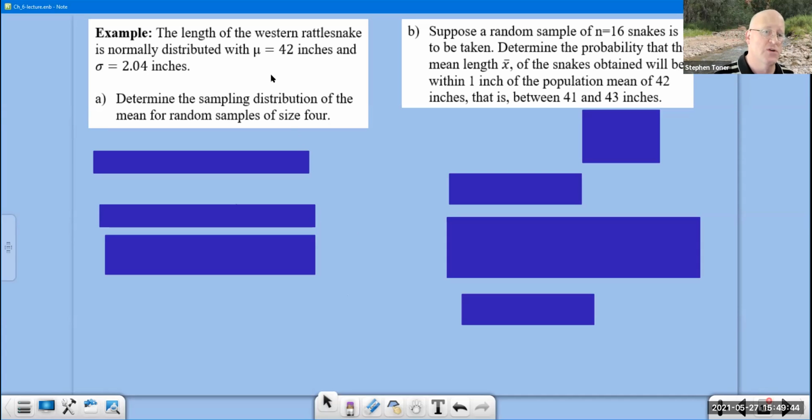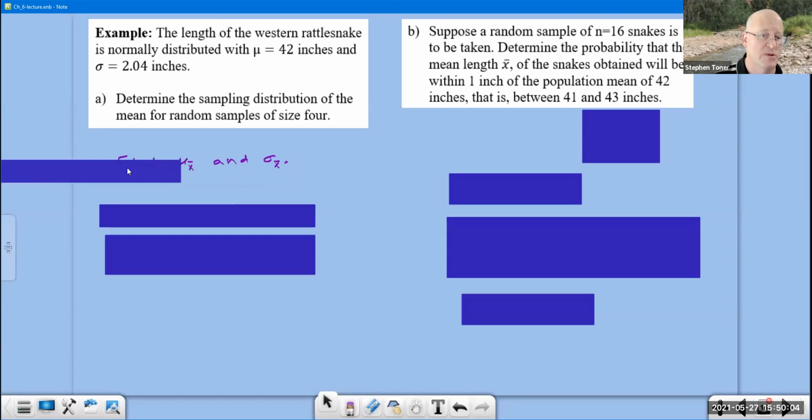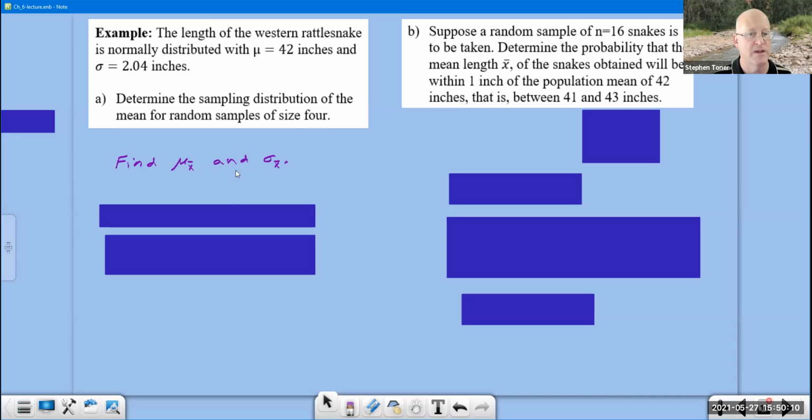In this first example, the length of the Western rattlesnake is normally distributed, and I give you the mean and the standard deviation. Part A is asking us to find the sampling distribution of the mean for samples of size 4. So this is just a definition problem. What is the sampling distribution of the mean? Basically, that's asking us to find the mean and the standard deviation with this X bar subscript.